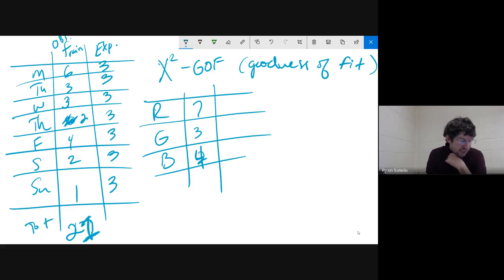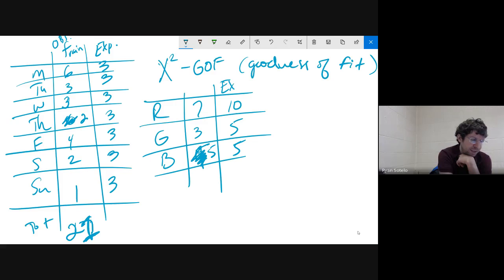So in that case, I wouldn't put evenly split. I would put what they claim the distribution is. So out of, am I at 14? I want to be at 15. So we'll make this a 5. So we're at 15. That means I would assume 10, 5, and 5, so that half of them are red. So this would be my expected. This would be my observed. So when I open the box of candy, I get 7 reds, 3 greens, and 5 blues.